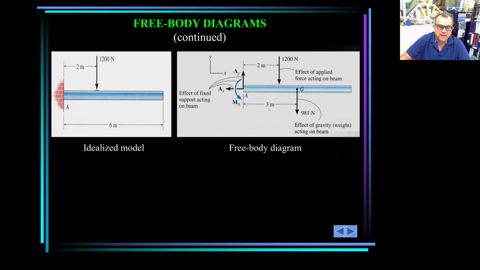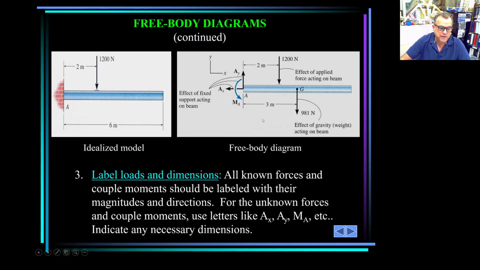Once you have that, then we can start thinking of solving the problem. You put the labels, you put everything. Now if you want to solve this, the first thing that you have to count is how many unknowns you have. You know this and you know this. Those are the active forces. Your reactive forces are your unknowns in this case. How many? 1, 2, 3.